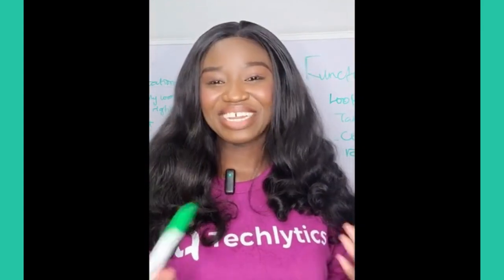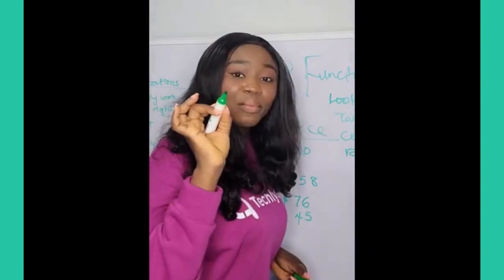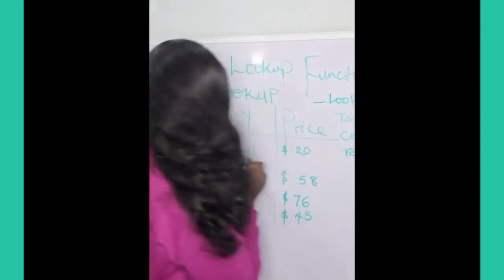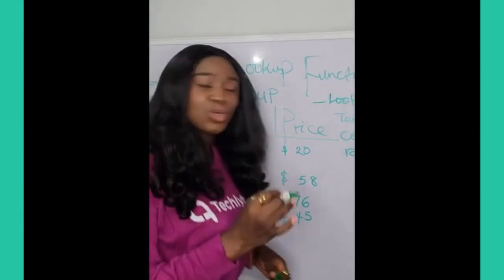Now, in VLOOKUP, there are 4 arguments. What are arguments? Think of them as parameters, or the plug and play, the fields you need to fulfill before a function can work properly. Now, the number one parameter inside VLOOKUP is lookup value. Lookup value basically means, what are you looking for? So this time around, I'm looking for a toy named ball, right? So that's your lookup value.